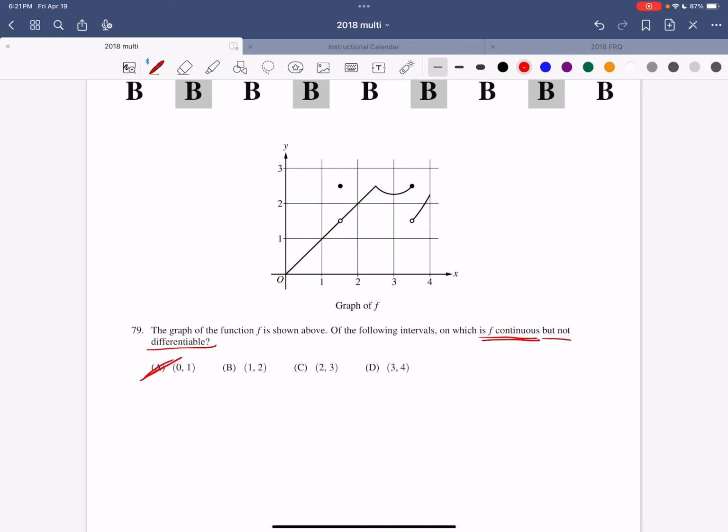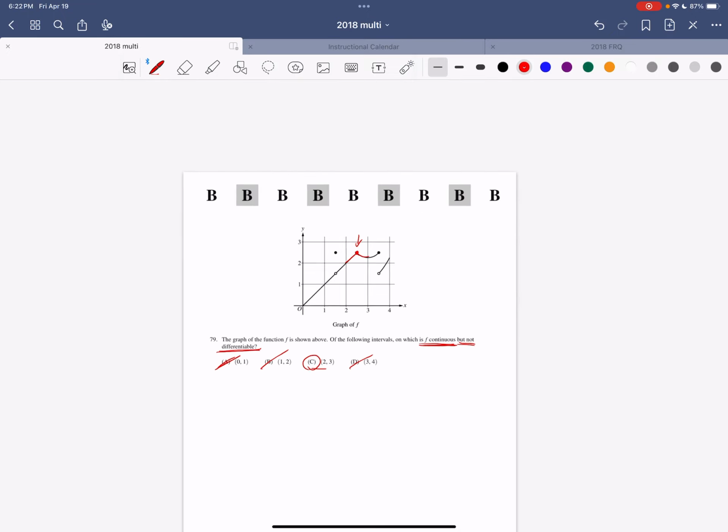From 1 to 2, do you see this one is broken here? Yeah, you have a point here, but this is broken, which means it's not continuous. It is not differentiable at this particular point. So that cannot be the answer. 2 to 3, do you see it's continuous from 2 to 3? But do you see this sudden change, peak? This is not differentiable, which satisfies continuous but not differentiable. So that's the answer. 3 to 4, it's obvious. It's broken. It's not even continuous. It's not even differentiable. So this one cannot be the answer. So that's it.